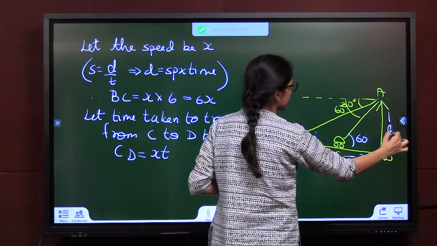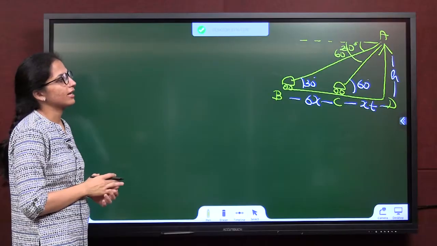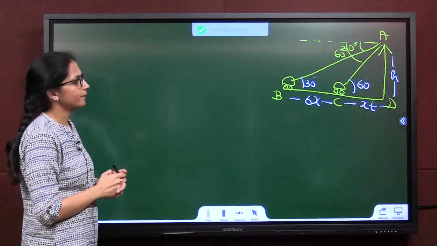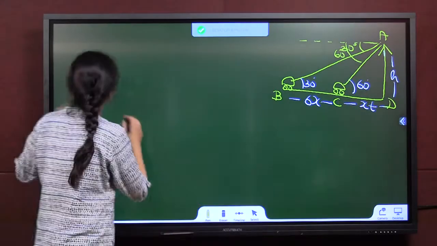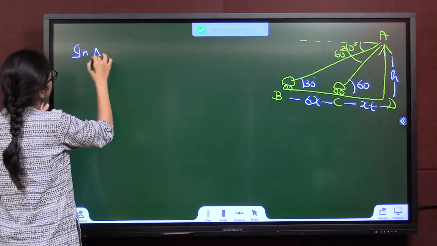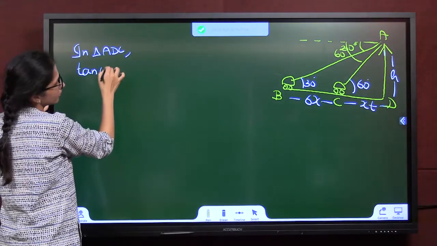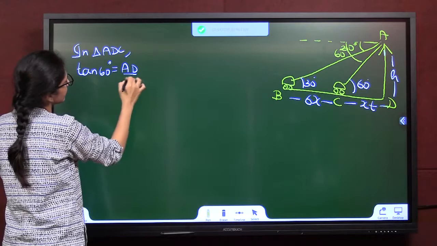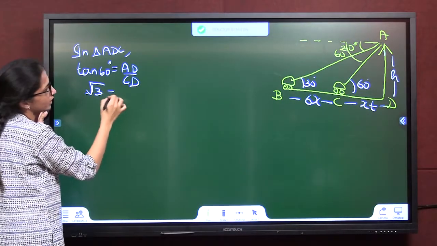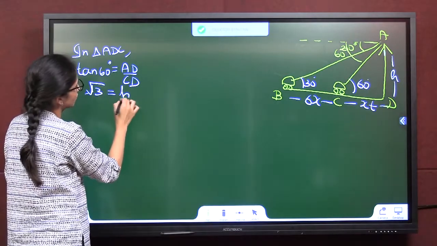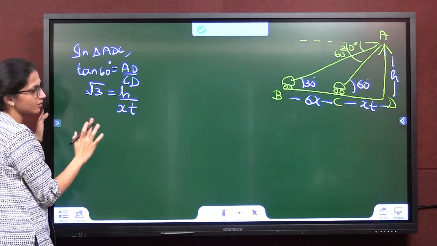Let's just call this as h. Okay? As usual, taking one triangle at a time. So you can take anything, we'll see what to do later. ADC I'll start with. In triangle ADC, tan 60 degree is equal to AD by CD. Root 3 is equal to, what is AD? H. What is CD? X into t. Keep it as it is for now.